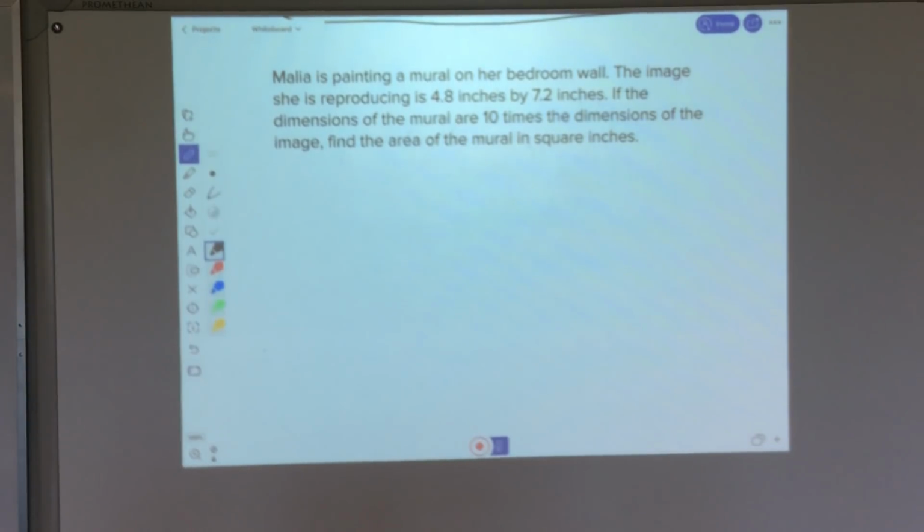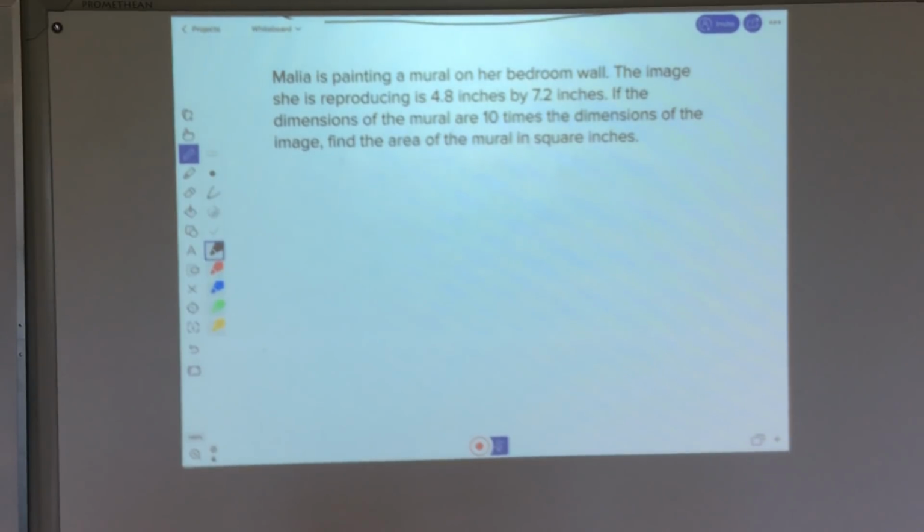Okay. Mariah is painting a mural on her bedroom wall. The image she is reproducing is 4.8 inches by 7.2 inches. If the dimensions of the mural are 10 times the dimensions of the image, find the area of the mural in square inches. Okay, so what we need to do first is find our original area.